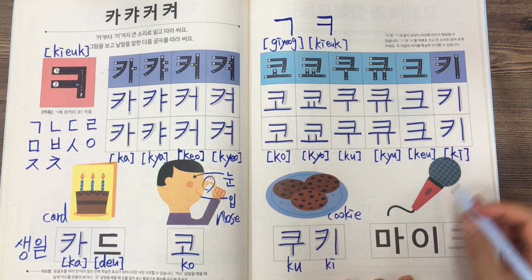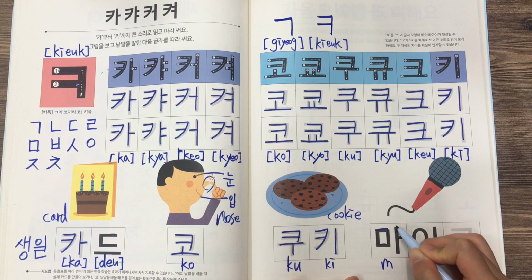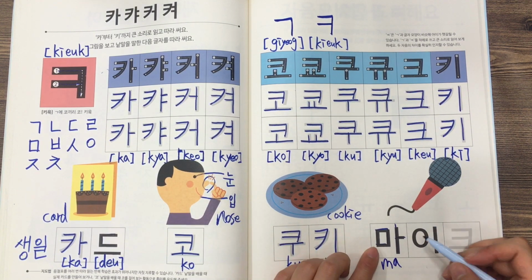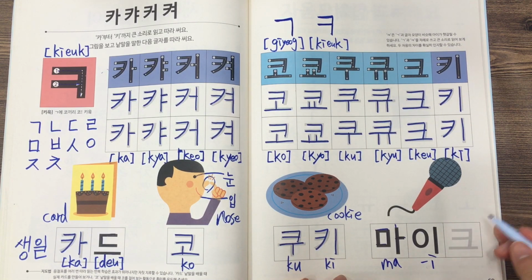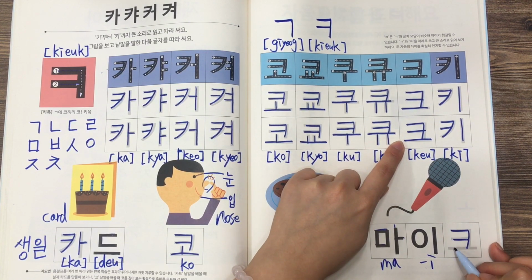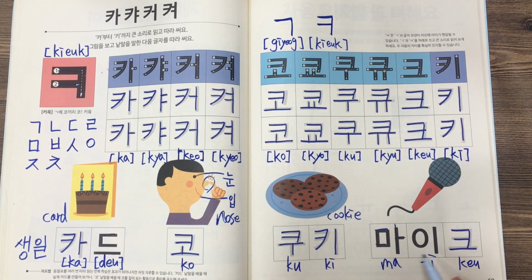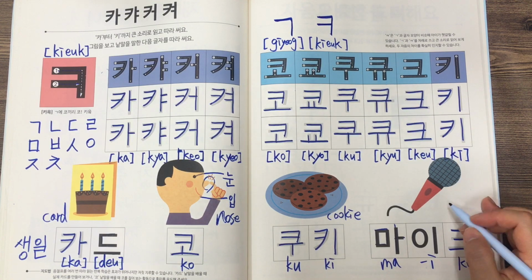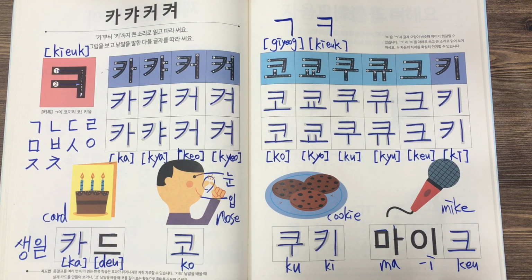And this is, we studied 미음, M, A is A. So this is 마, 이응 is no sound, and E is I. 기역, same letter. 기역 plus 으. So this is 마이크. 마이크 is also right. Mic. In Korean, it's also 마이크.